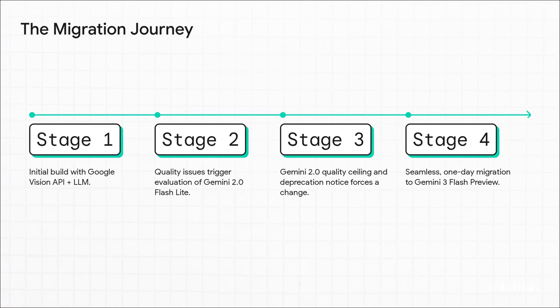So here's their journey. They started with that classic setup, Google Vision plus an LLM. The quality problems forced them to check out an early multimodal model. But that one had its own limits, and then, boom, a deprecation notice forced them to make a move. And that's what led to this super smooth migration to a much more advanced model.